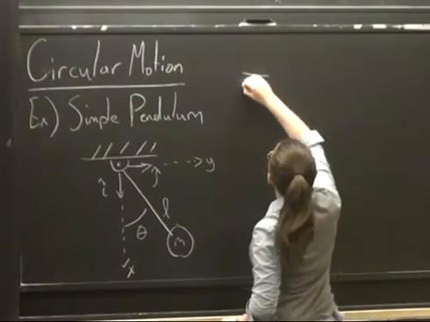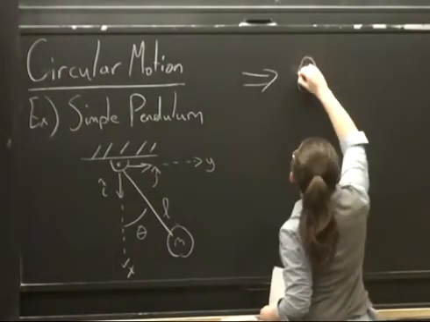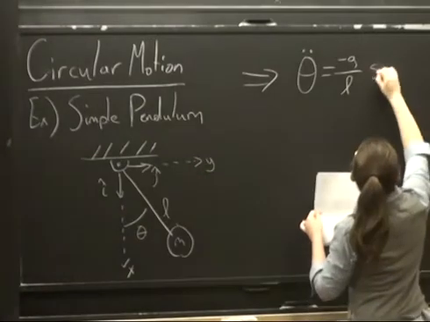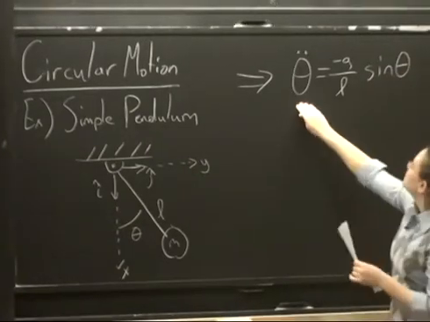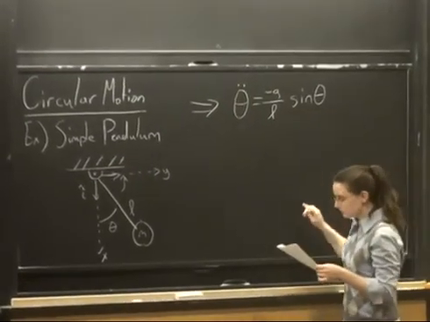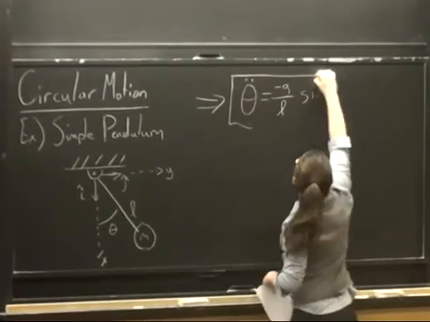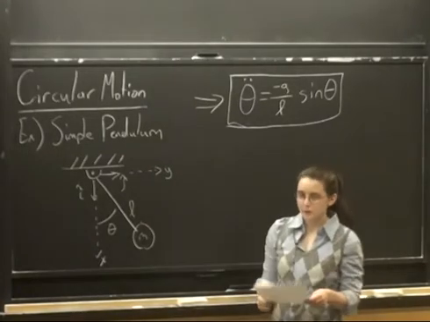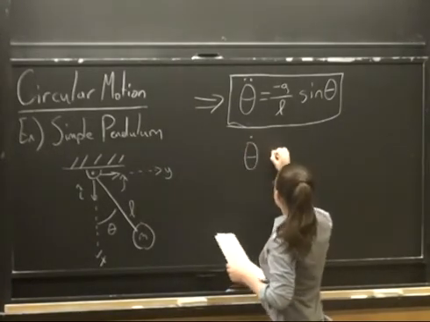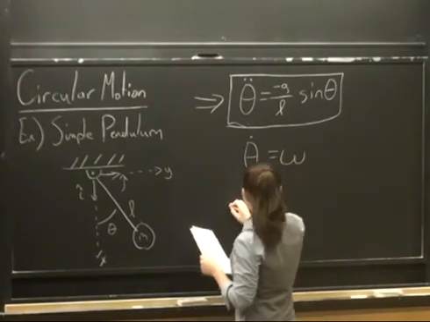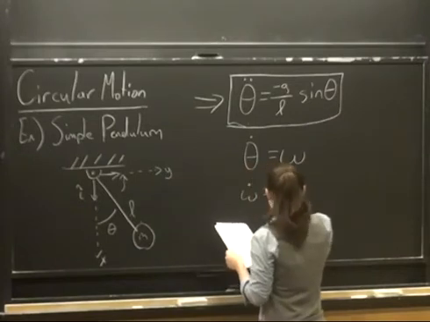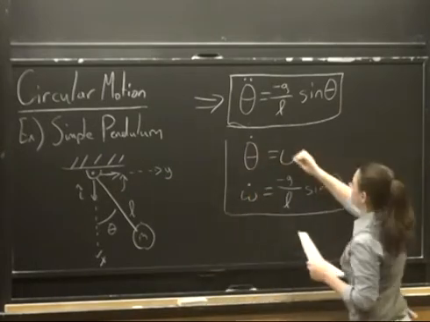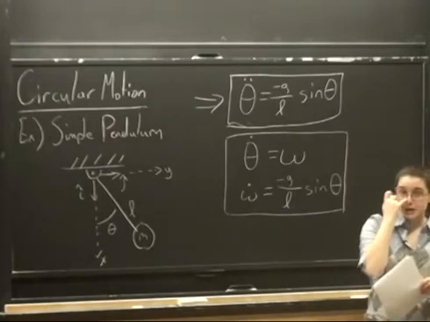So what we want to get is the equation of motion, which we can write like this. So we have theta double dot is equal to minus g over L times sine theta. And then we can also write it as two first order differential equations. If we set theta dot equal to omega, and then we have omega dot equal to minus g over L sine theta. So once we get to here, we'll be able to plug it in to MATLAB and solve for the motion.